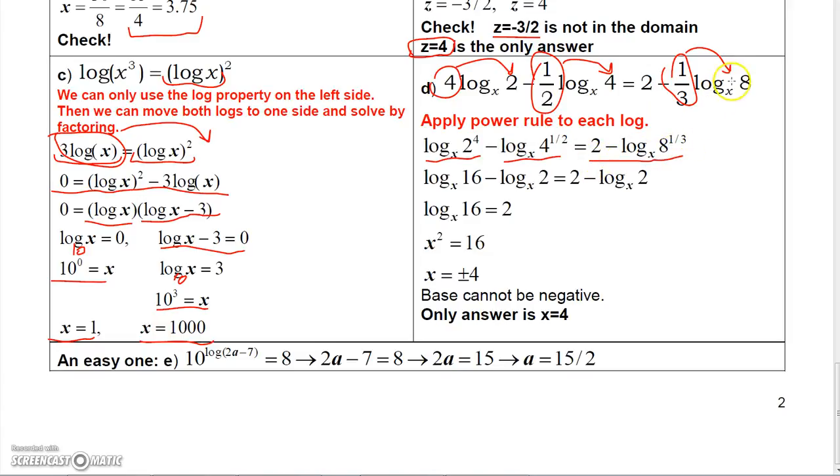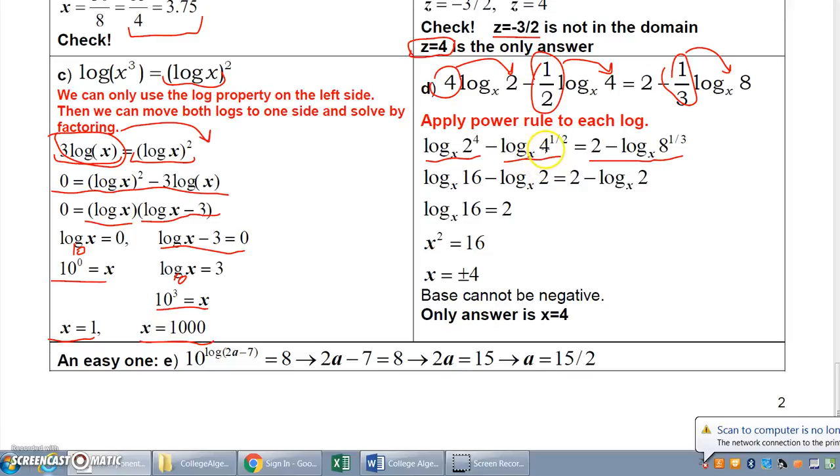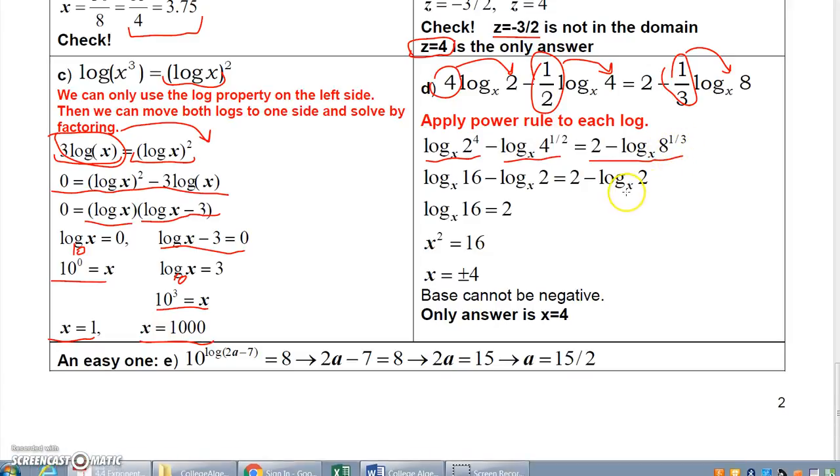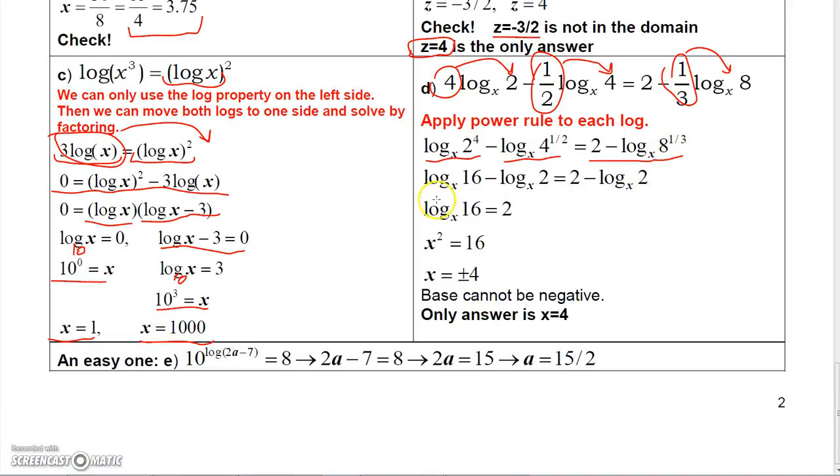And of course, what we're trying to solve for is the base x. So now, this would be log of 16 base x. 4 to the 1/2 would be log of 2 base x. And then log of 8 to the 1/3 would be log of 2 base x. Well, if you'll notice here, I have minus log of 2 on the left, and I have minus log of 2 on the right, so they just cancel.